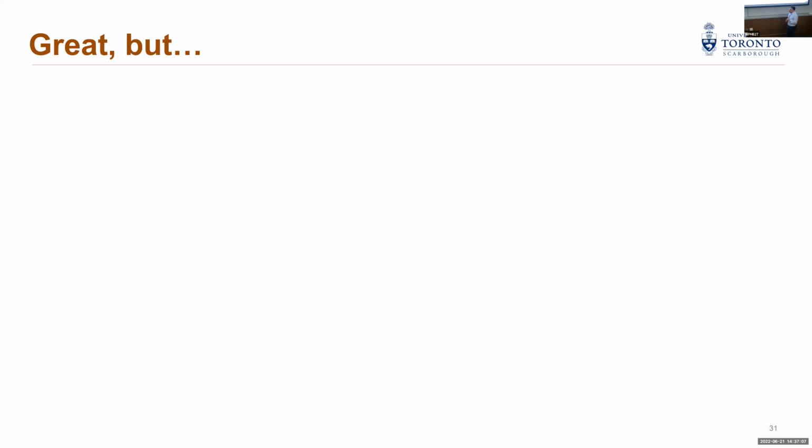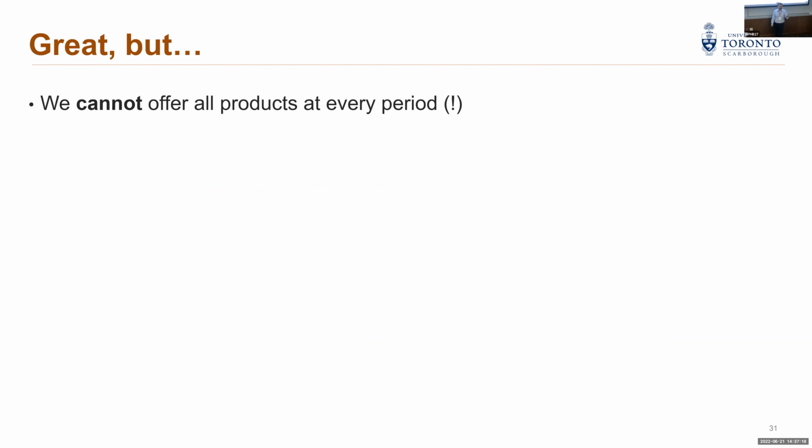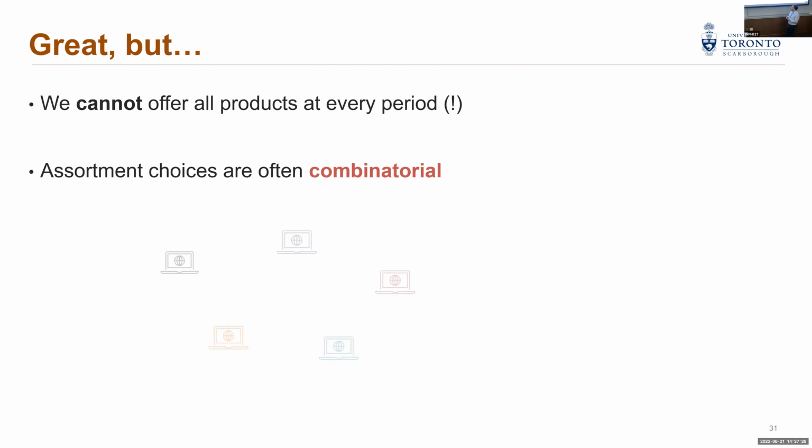Great. The issue here is that you cannot offer all products at every period. Like there are 50,000 SKUs and it's wild. So they cannot offer all products at a particular period, right? So then what happens is that the assortment choices are often combinatorial in nature. So let's say they have a selection of products here and they have to pick the products to sell or to choose at every period.